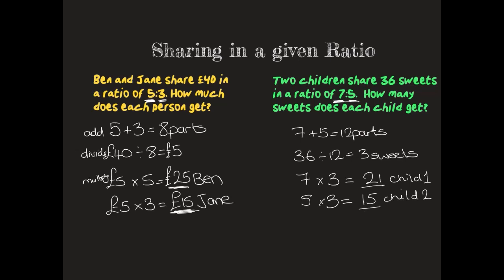Now remember what we said before, these two need to add up to the total amount of sweets that you're originally sharing out. If they don't, we've made a mistake. So 21 plus 15, that adds up to 36. So yes, that's a good guarantee that we've got this correct.